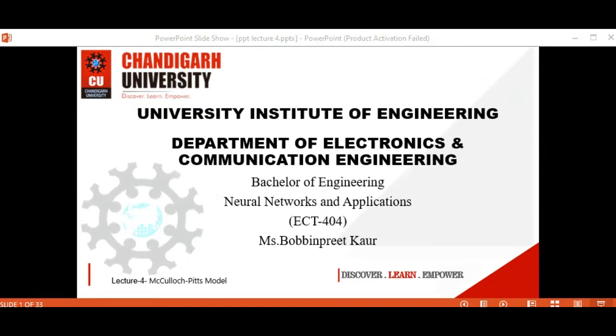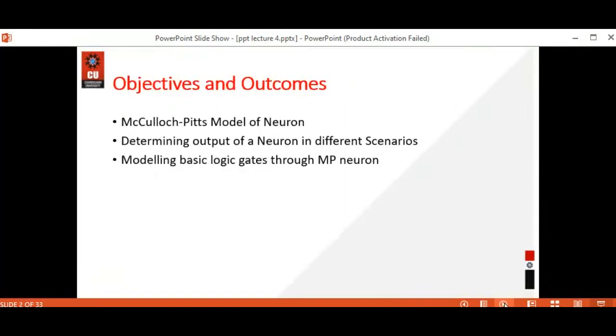Okay, beta. We will be discussing majorly this model, how it is used to design different kinds of problems, and how it is practically used in different applications. So going ahead, we'll cover what the McCulloch-Pitts neuron model is, then determining the output of a neuron in different scenarios, where different sets of inputs yield different outputs. We'll find the outputs, then model basic logic gates through the MP neuron. These are the objectives of this presentation.